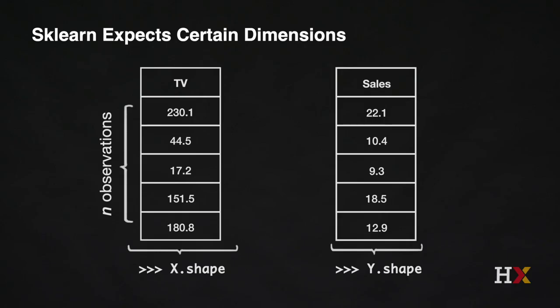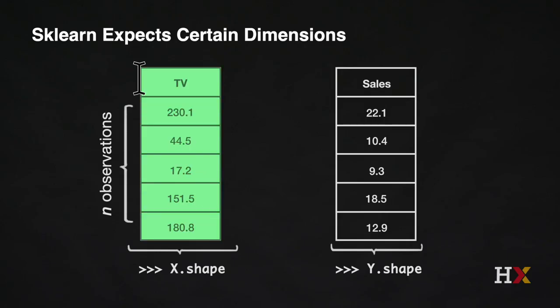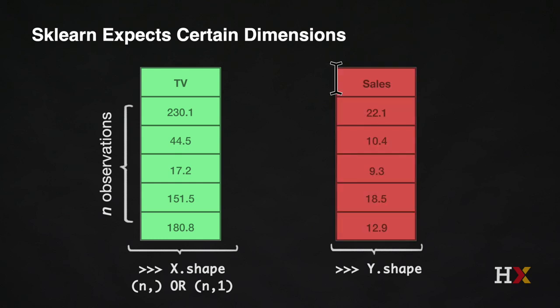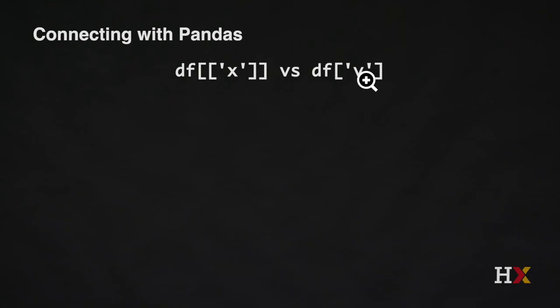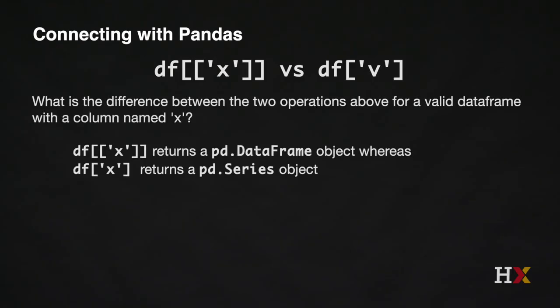If we only consider one predictor, in this case, the TV budget, the x.shape, the shape of the data matrix, should now be n comma 1, and the response variable, of course, will remain the same, n comma 1 or n. Some distinction in pandas we should pay attention to is the data frame double bracket versus data frame single bracket. Data frame double bracket will return a pandas data frame, whereas data frame single bracket will return a pandas series. We're going to need that when we use sklearn later.